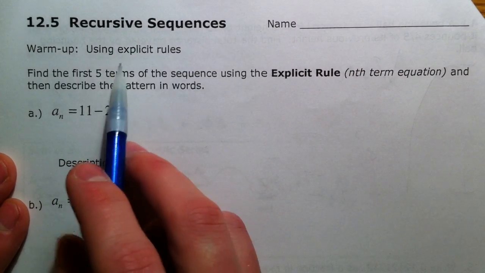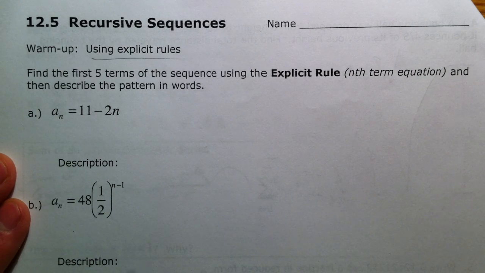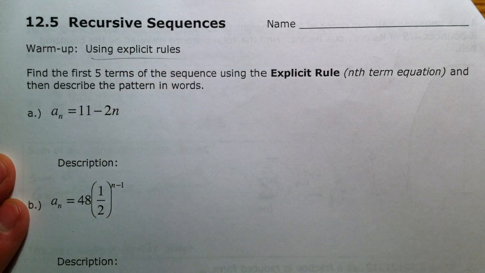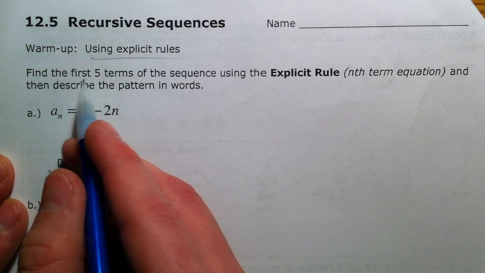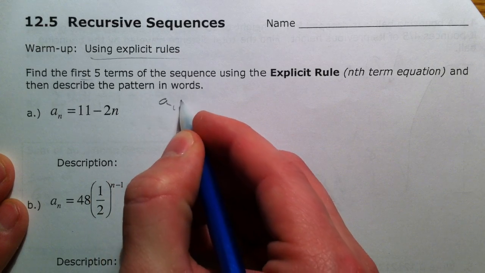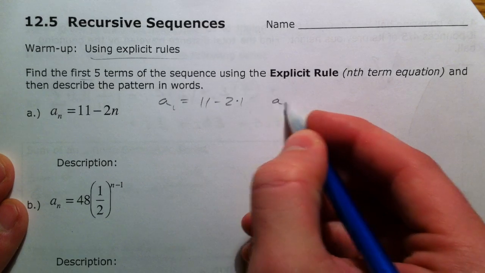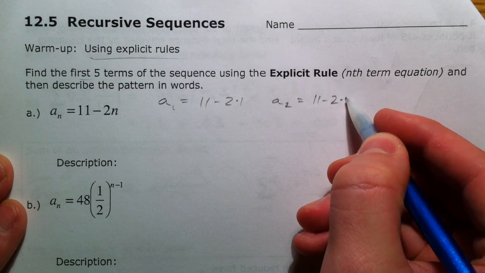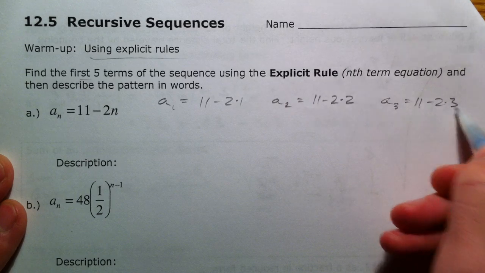Alright, recursive sequences. We're going to use explicit rules, which we've been using over and over again, just to show the difference between an explicit rule and a recursive rule. So to get started, to find the first 5 terms, to find a sub 1, we plug in 1: 11 minus 2 times 1. To find a sub 2, 11 minus 2 times 2, and a sub 3, 11 minus 2 times 3.